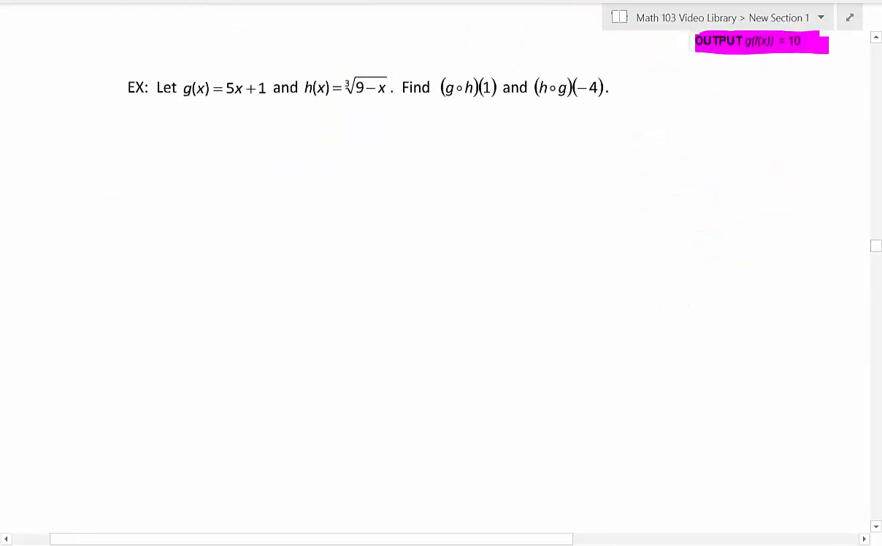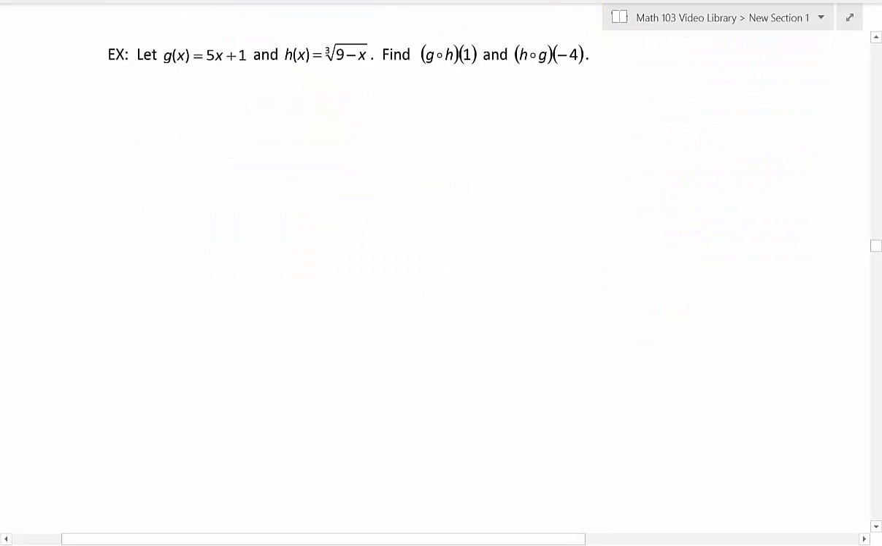Let's see how we would do that with equations. Let g of x be equal to 5x plus 1, and h of x be equal to the cube root of 9 minus x. We want to find g composed with h of 1, and h composed with g of negative 4.